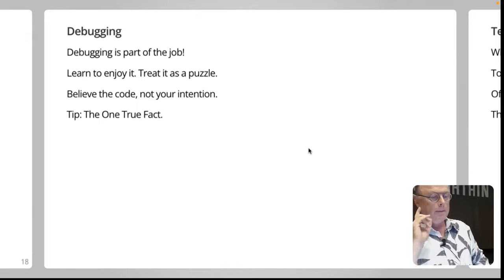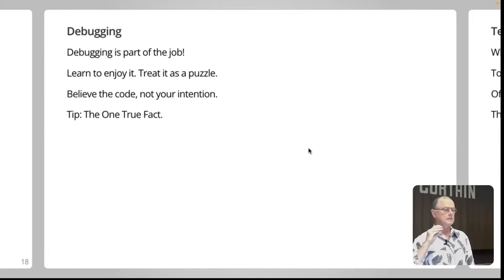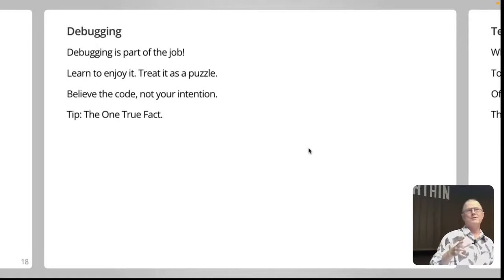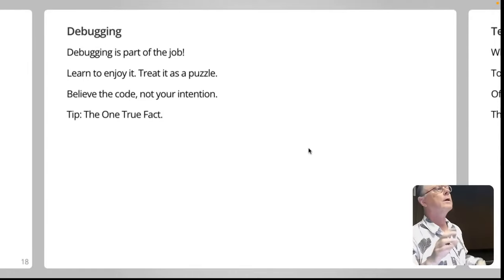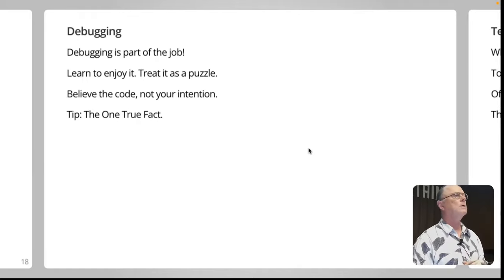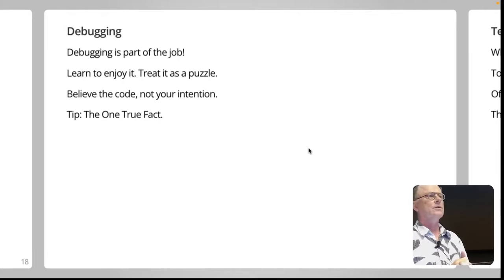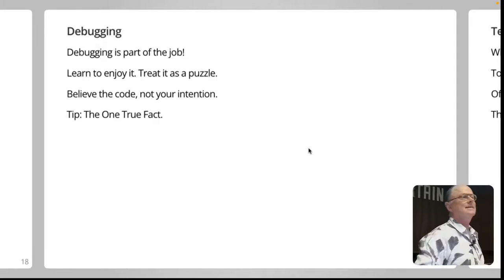Now, let me tell you the one true fact about bugs. Honestly, it sounds trivial, but I think it's kind of profound. You're working on a program, or some customer's reporting something to you, and there's a bug. What's the one thing you know for a fact? You know for a fact that bug happened. The program was supposed to print 27, or 0.8, and it didn't. It printed something else. That is a fact.